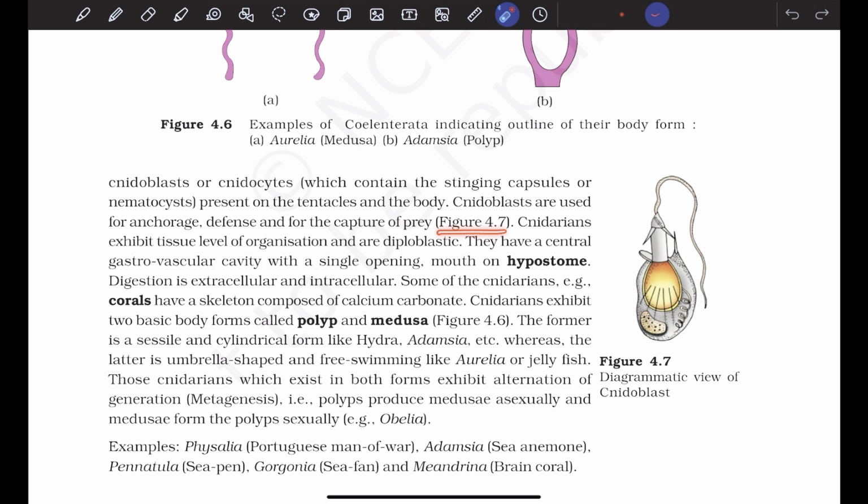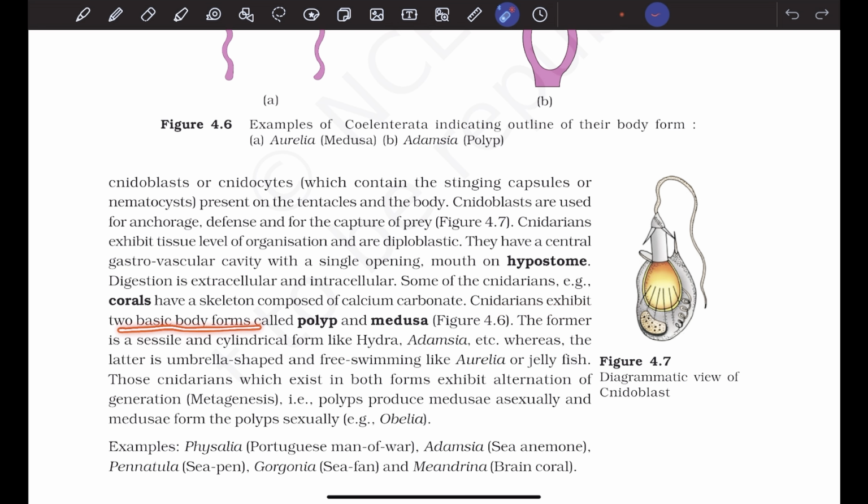Cnidoblasts are used for anchorage, defense, and for capture of prey. Figure 4.7. Cnidarians exhibit tissue level of organization and are diploblastic. They have a central gastrovascular cavity with a single opening, the mouth on hypostome. Digestion is extracellular and intracellular. Some of the cnidarians, for example corals, have a skeleton composed of calcium carbonate.